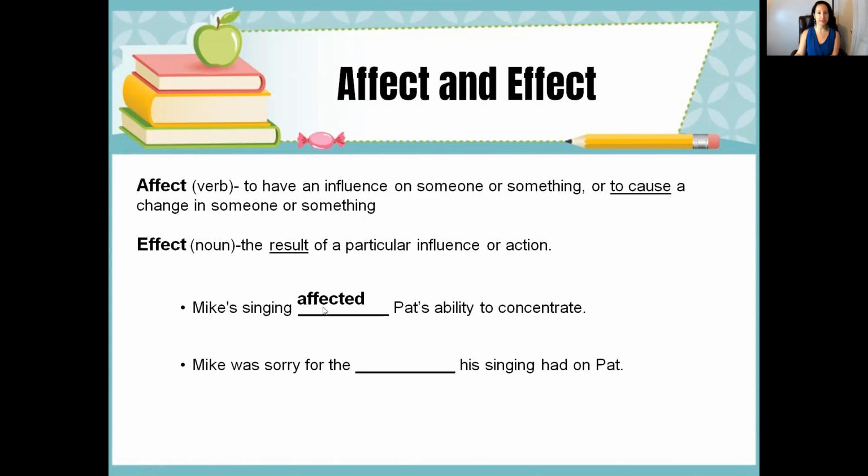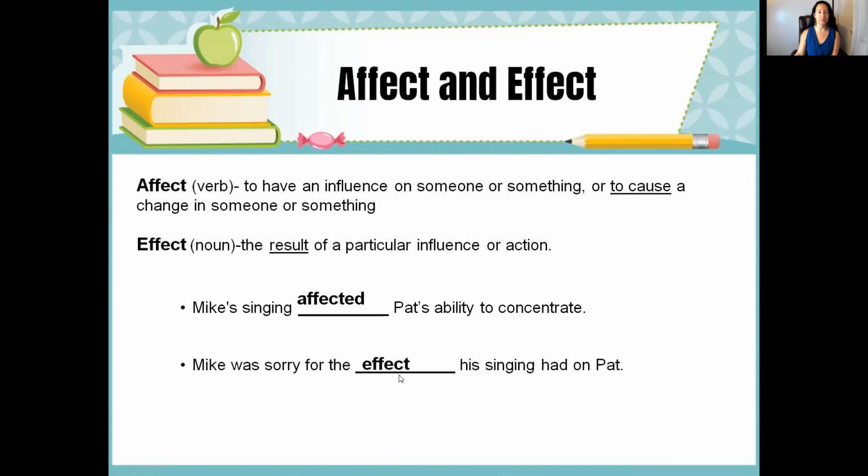Mike's singing affected Pat's ability to concentrate. So basically what this means is Mike's singing caused, okay, affected. It caused it. So if you don't know how to use the verb, then we would just say, okay, can we change affect to cause? Mike's singing caused Pat's ability to concentrate. Means it changed it. Mike's singing, she couldn't think. So she could not concentrate. Okay? So Mike was sorry for the effect, the result his singing had on Pat.